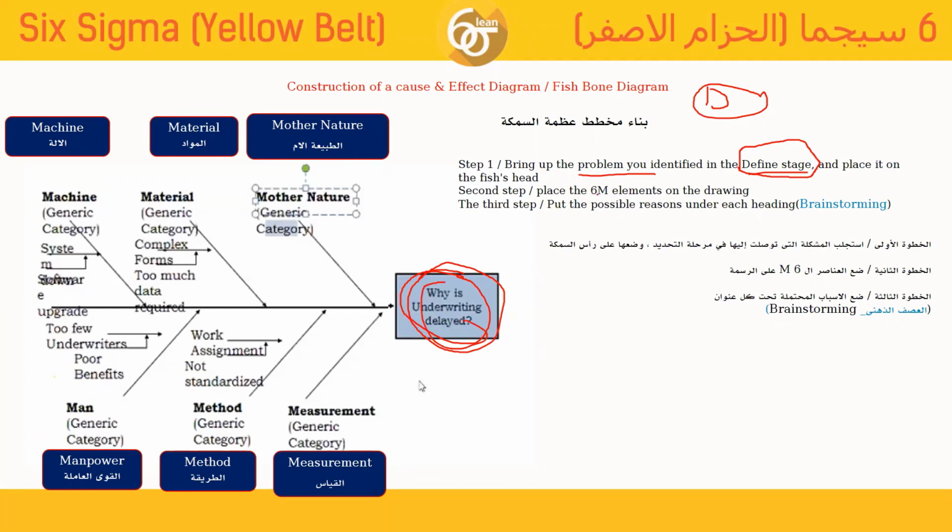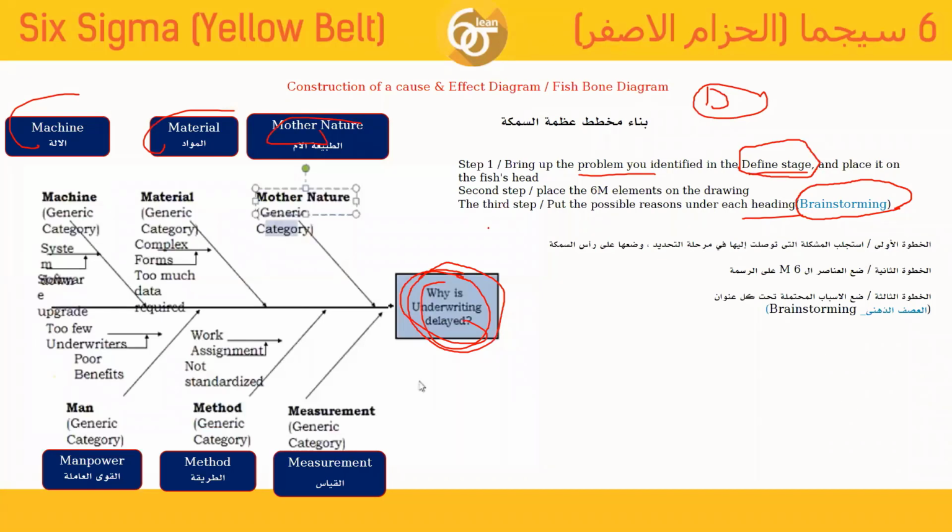Second, place the 6M. You will place it here. This is the 6M on the drawing. Then the third step, put the possible reasons under each heading. From where do we come up with these reasons? From the brainstorming, as we said. So this is what we have for today.